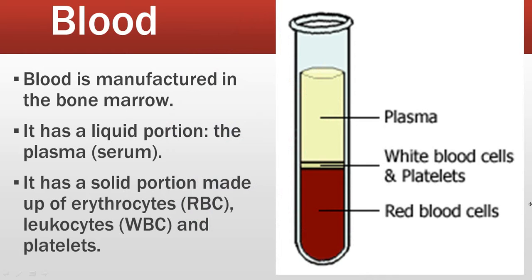There's a liquid portion to blood. It is called plasma right here. It's kind of what they call a straw-colored liquid, a slightly yellow liquid. Some people call it serum, and that's okay, but typically plasma is the right name for it. It has a solid portion down here made up of erythrocytes, also known as red blood cells or RBCs, and a little tiny layer right here of white blood cells.